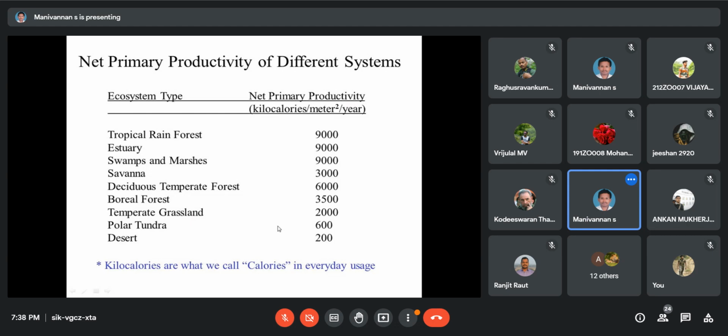The savanna grassland is 3,000. The deciduous temperate forest is 6,000. The boreal forest is 3,500, the temperate grassland 2,000, the polar tundra 600, and the desert 200.